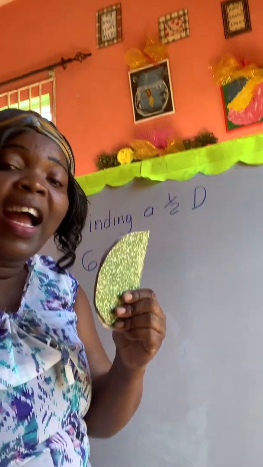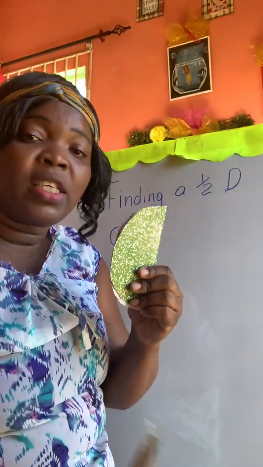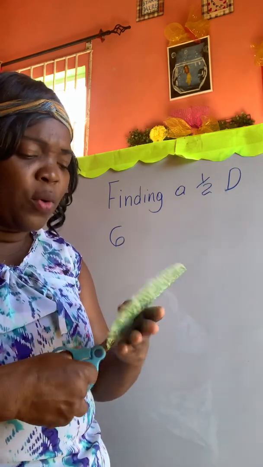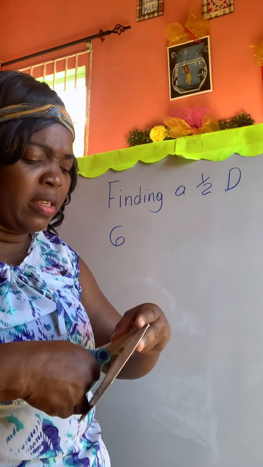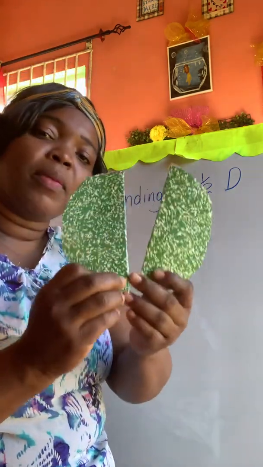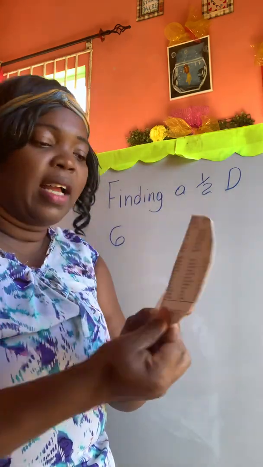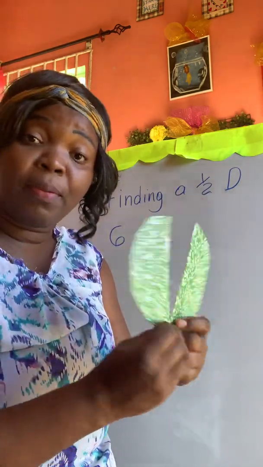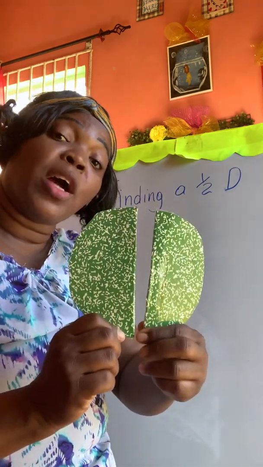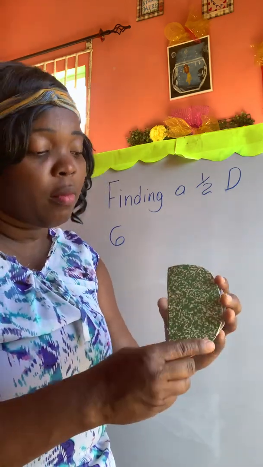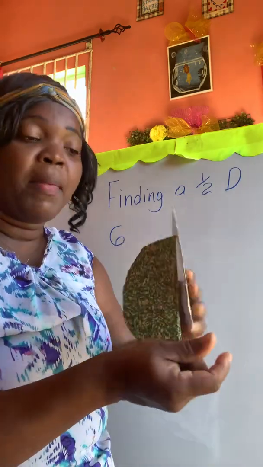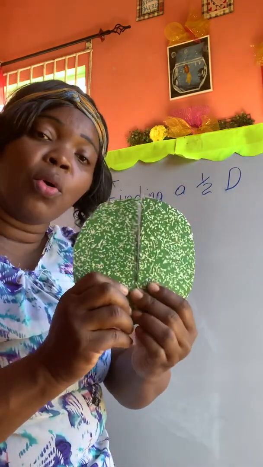All right, and then I am going to cut where I have folded so I could find out what a half looks like. Now there we go. And I have just learned that two halves make one whole. Two halves make one whole.